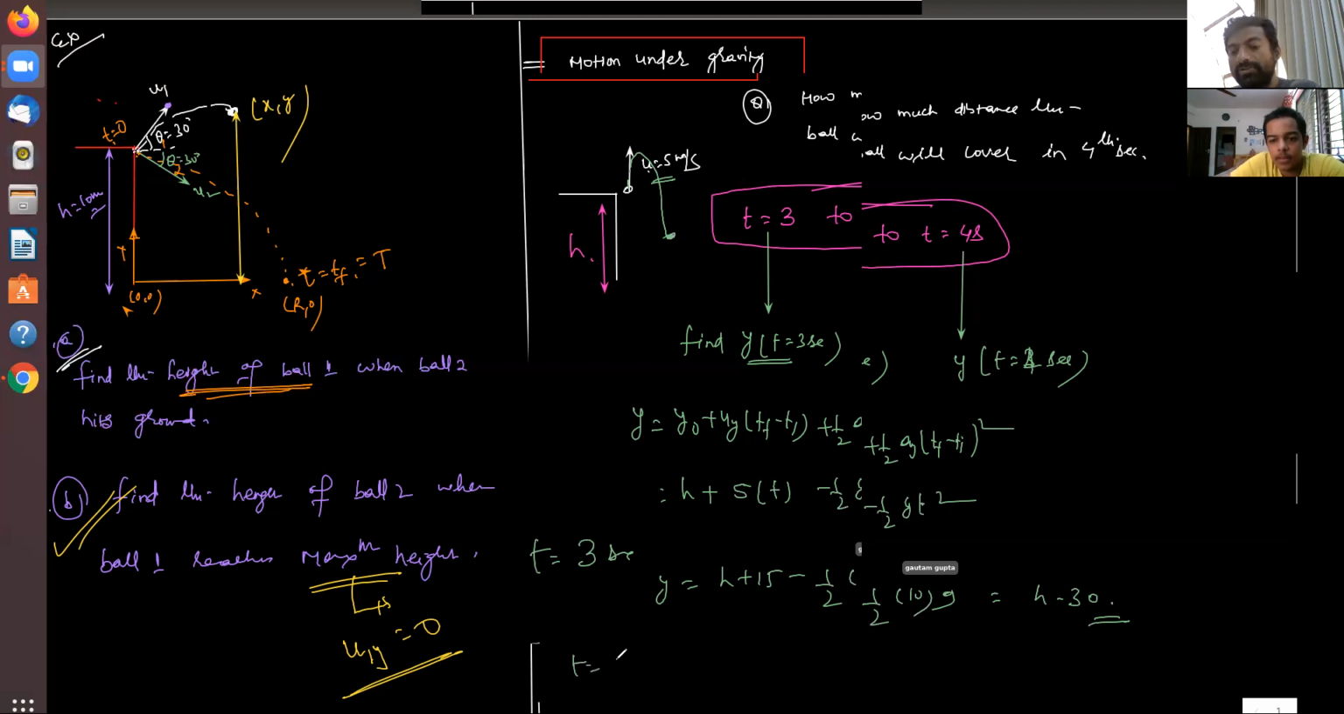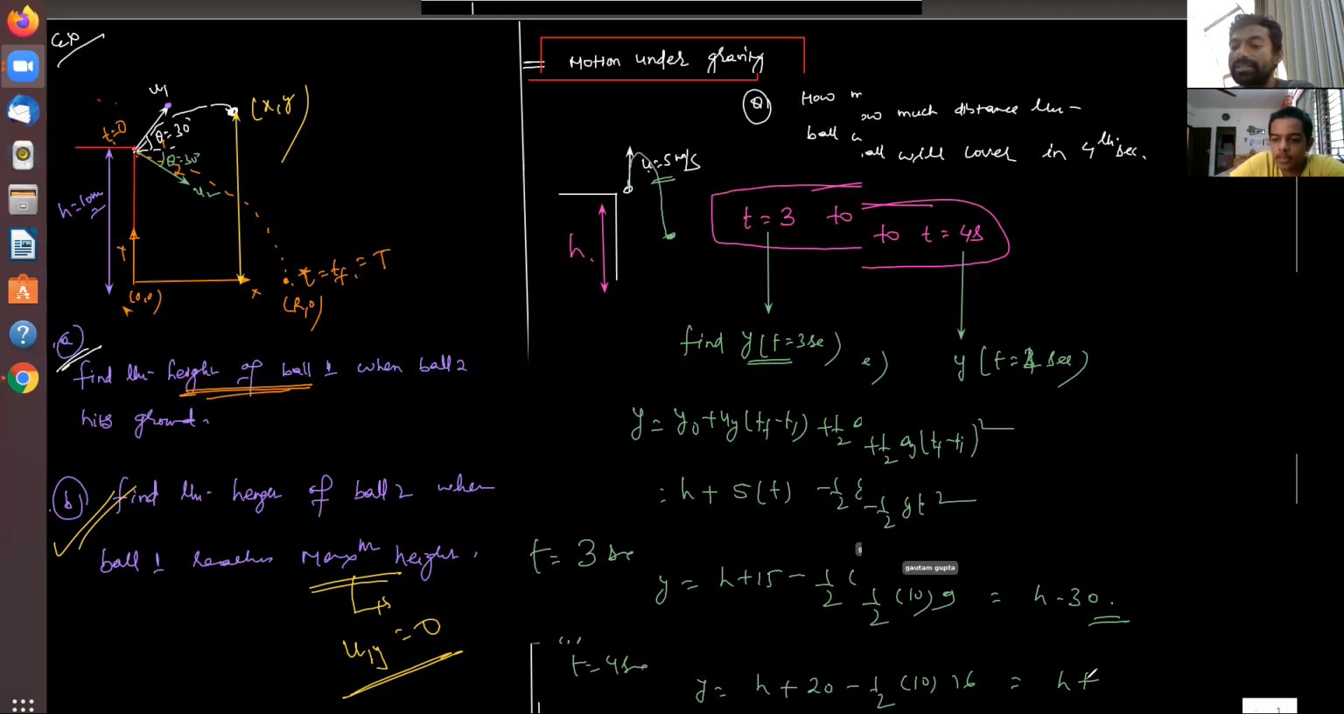And similarly, you put t equal to 4 seconds, you will get y is equal to h plus 20 minus half into 10 into 16. So you'll get h plus 20 minus 80.